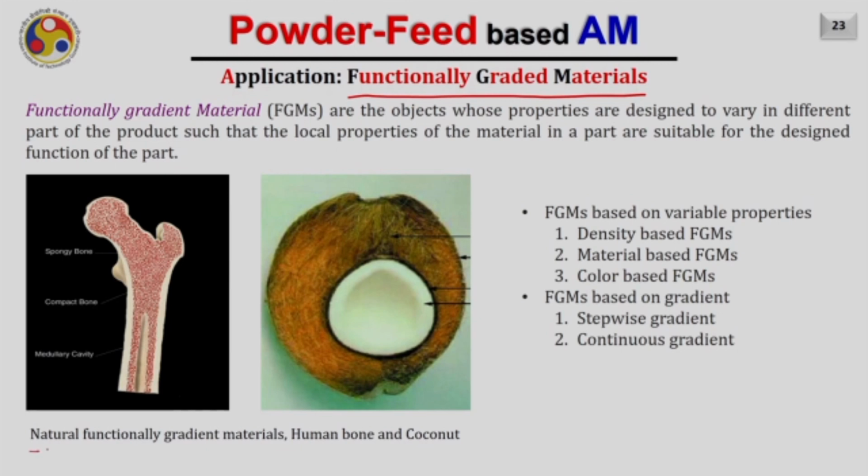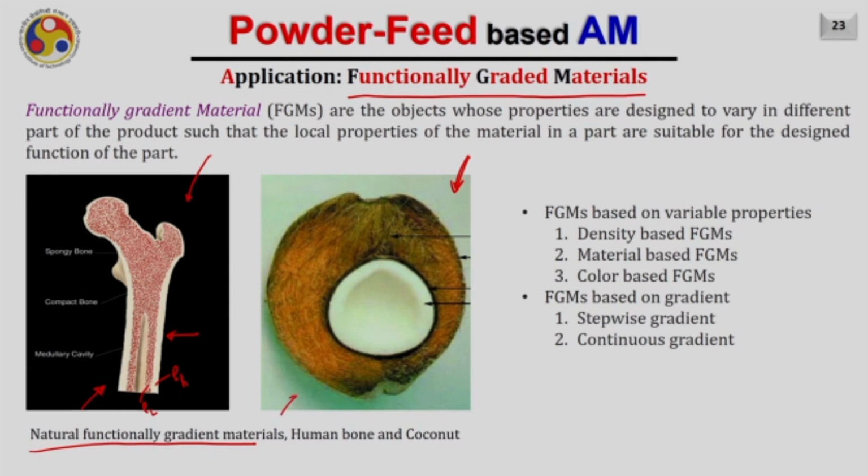Some natural functionally graded materials are the human bone and this coconut fruit shown here. So, in this example of human bone, you can see the density of the material is quite high at the periphery and it is quite low in the inside region. So, this high density at the periphery and low density when you go inward shows how the material property can vary as per the distance, and this is a density based functionally graded material.